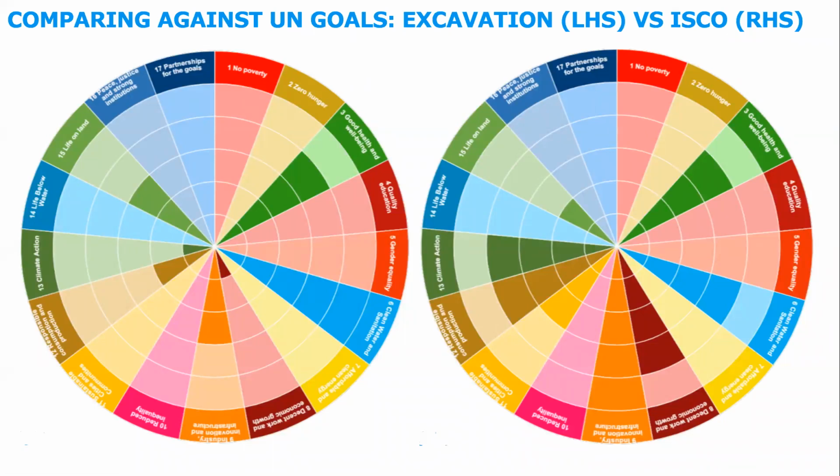If, for example, you look at the 2 o'clock position, we see good health and well-being, that's UN SDG number 3, for which both options contribute similarly. If we now look at the 6 o'clock position, we have an orange 9, which is build resilient infrastructure, promote inclusive and sustainable industrialization, and foster innovation, for which ISCO delivers greater benefits. Number 13, climate action, is dark green at 9 o'clock, for which ISCO performs better. On the other hand, number 15, life on land, which relates to the protection of terrestrial ecosystems, biodiversity, and so on, at 10 o'clock, is best served by excavation.